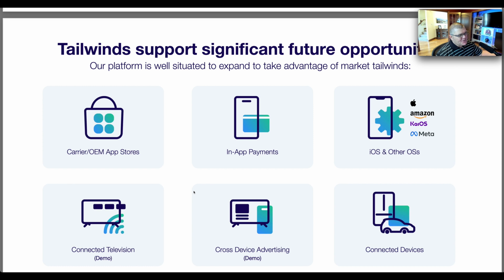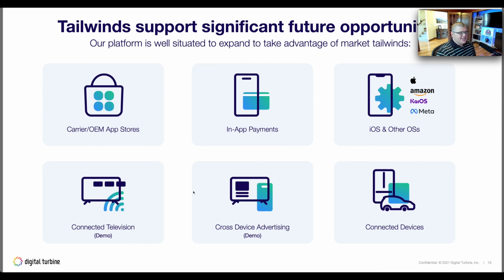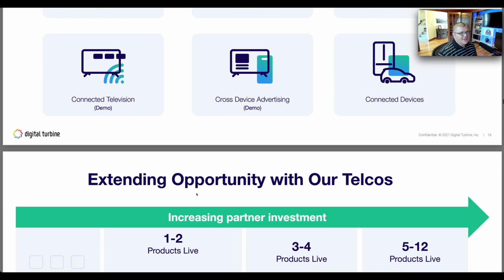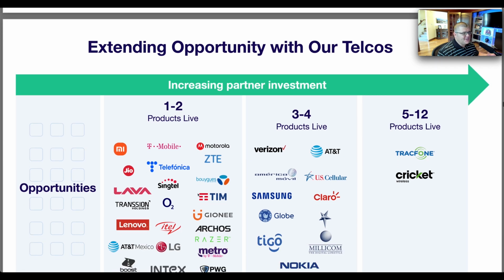So carrier OEM, app stores, in-app payments, iOS, connected devices, cross-device advertising, connected television. They're saying they can expand in other areas as well. Right now, they're very focused on mobile, but here they're talking about connected TV. So you think of connected TV, start thinking about the ROKUs and the Trade Desk and things like that.